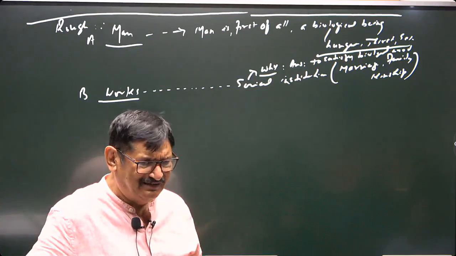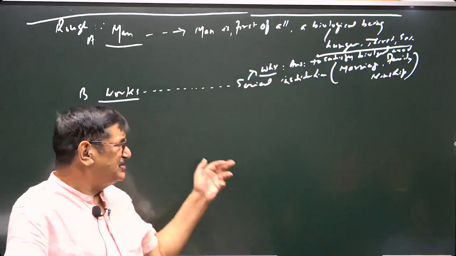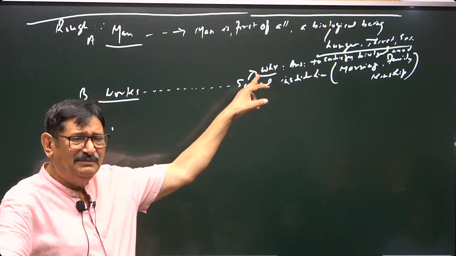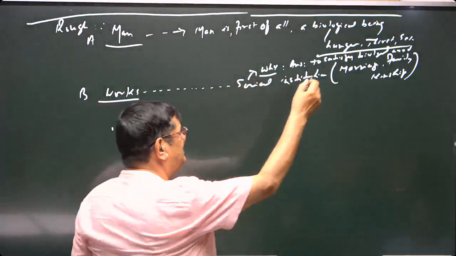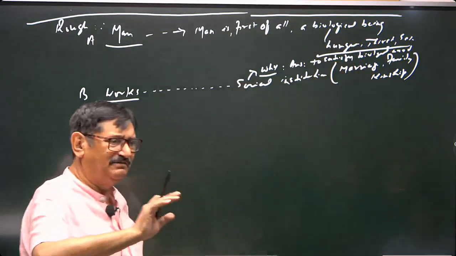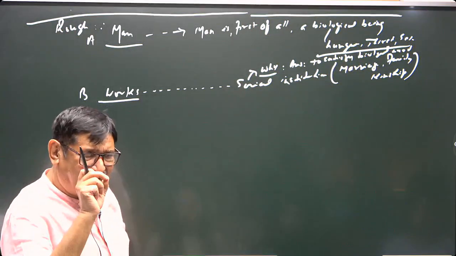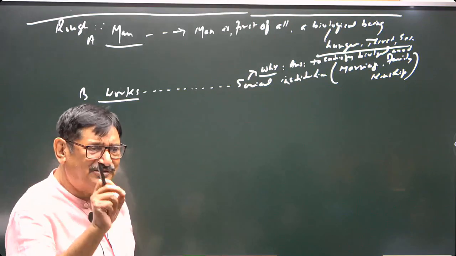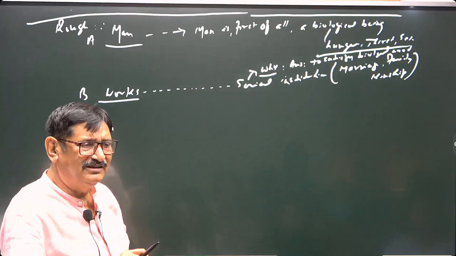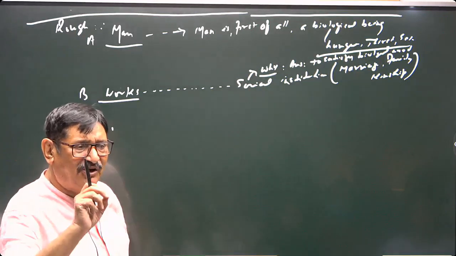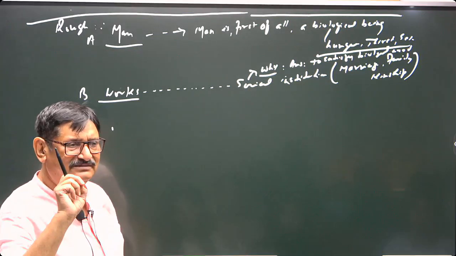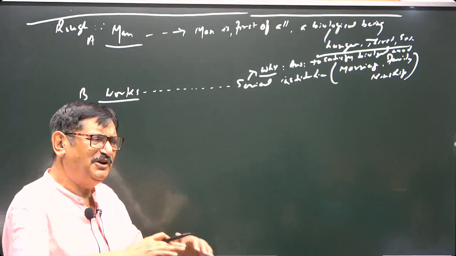Why social life? These are the social institutions. And why did man make social life? Because of biological needs. Biological needs are the basis of social life. Later, when I teach thought, I will tell you that this is the basic thought of Malinowski, need theory. But I am telling you in a very natural way.